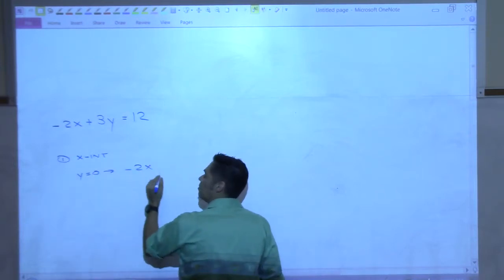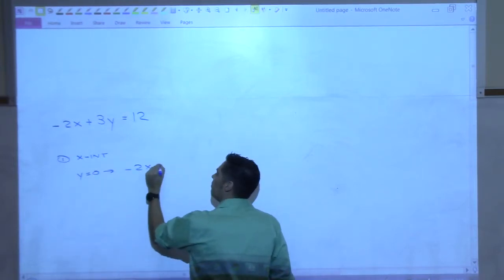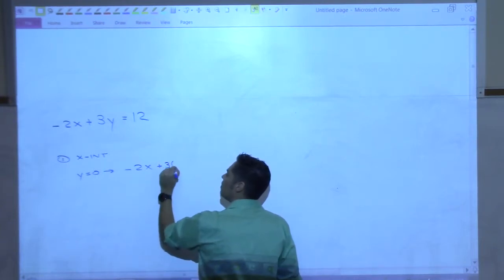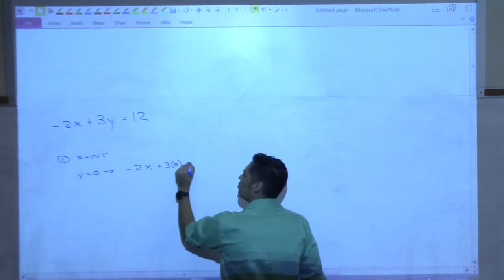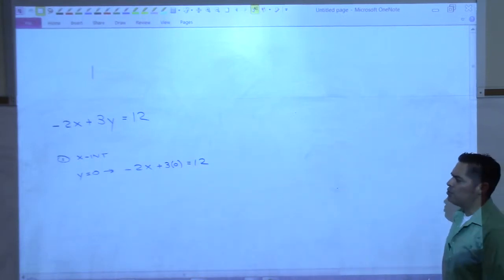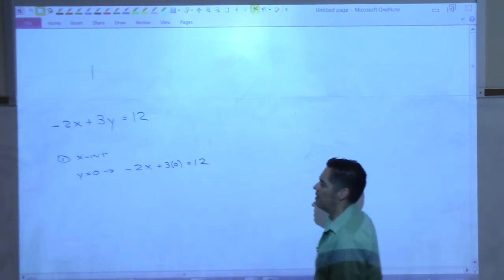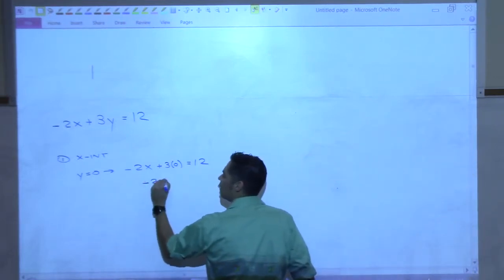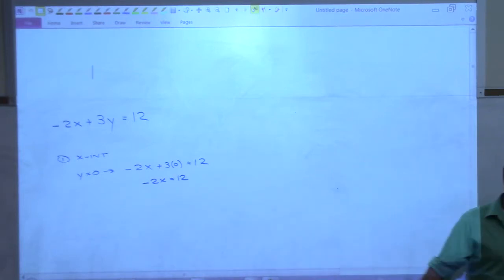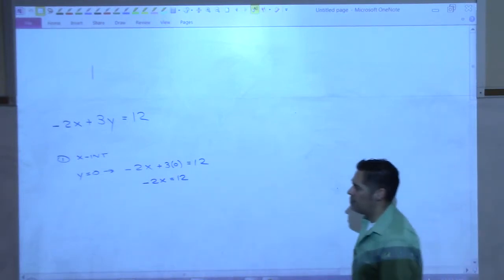Negative 2x plus 3 times 0, setting y to 0, equals 12. Oh, you were giving me the answer. I thought you said 2x minus 6. Okay, so this is going to be negative 2x equals 12. So the 3 times 0 goes away. Divide by negative 2, and you get x is negative 6.